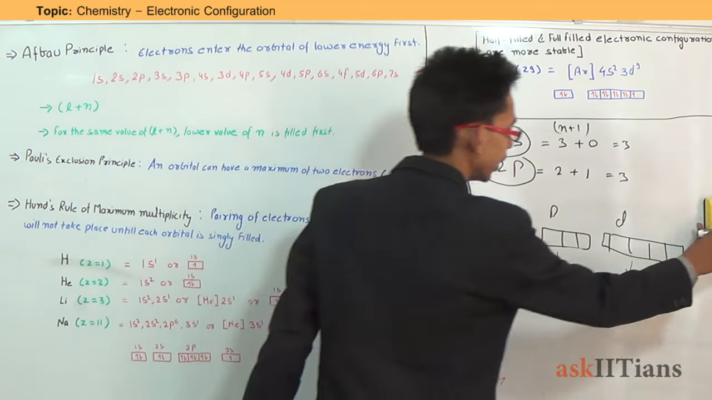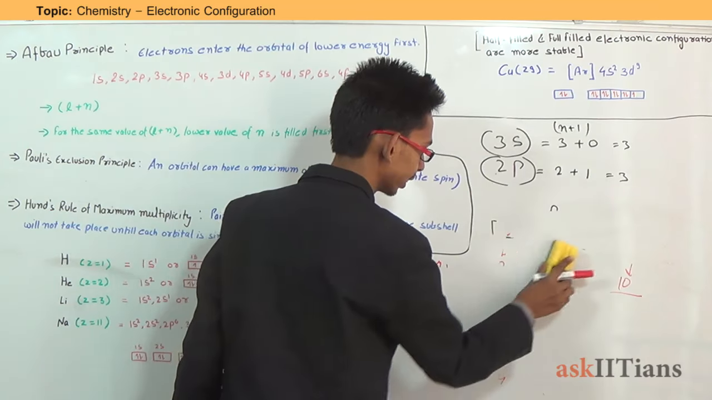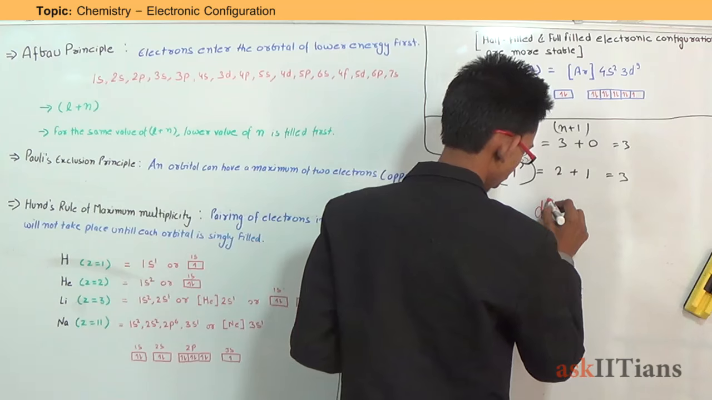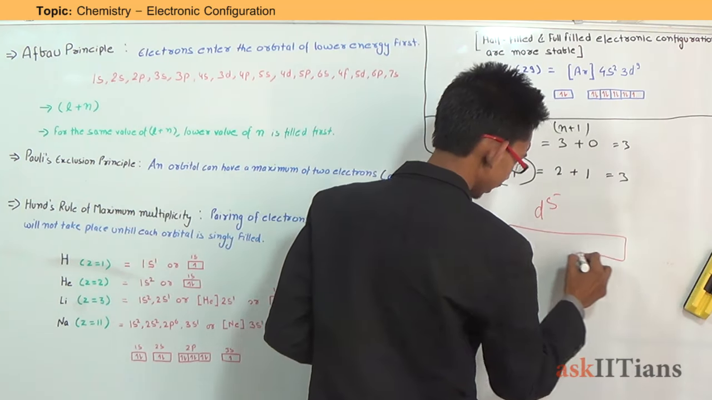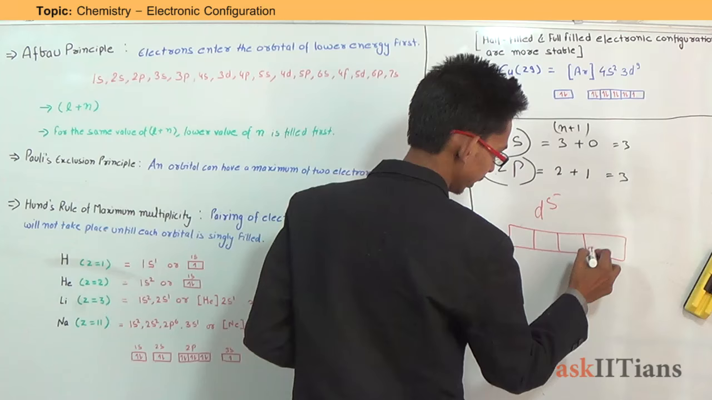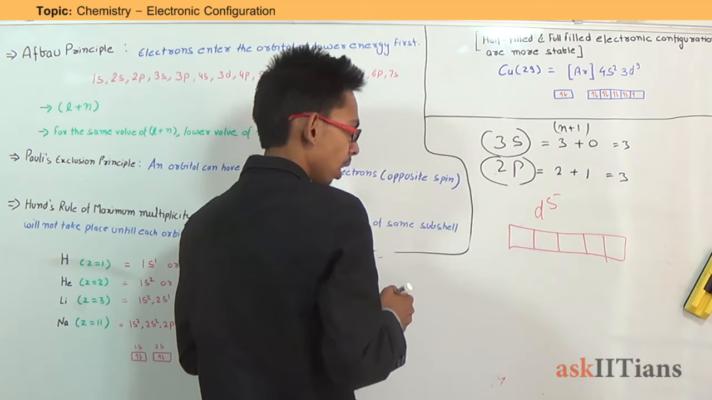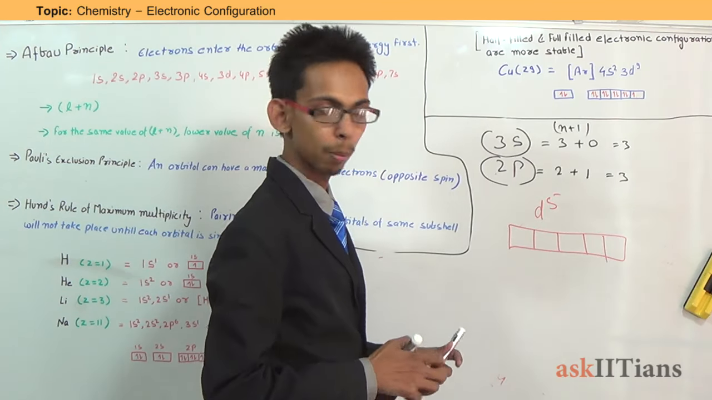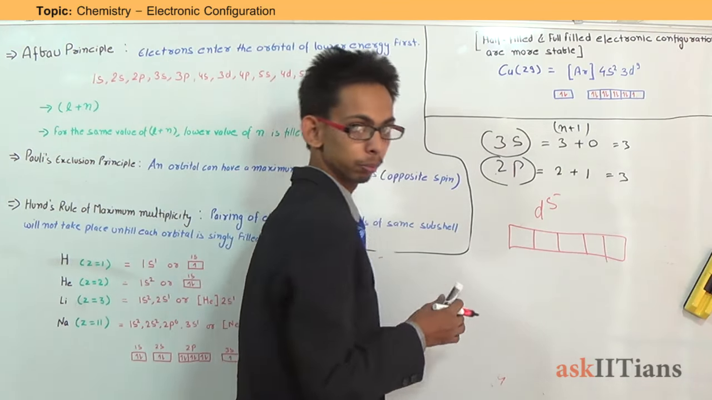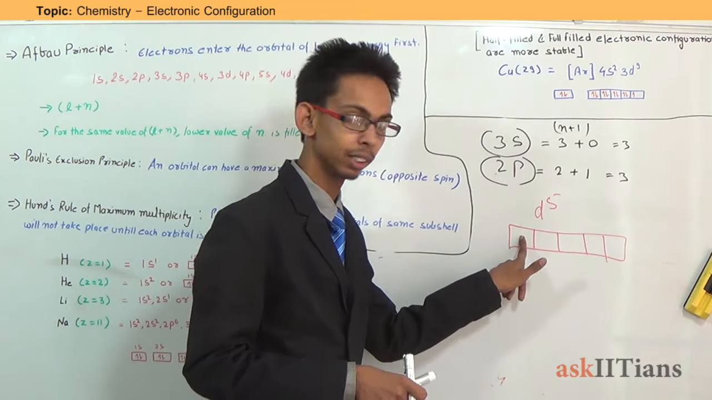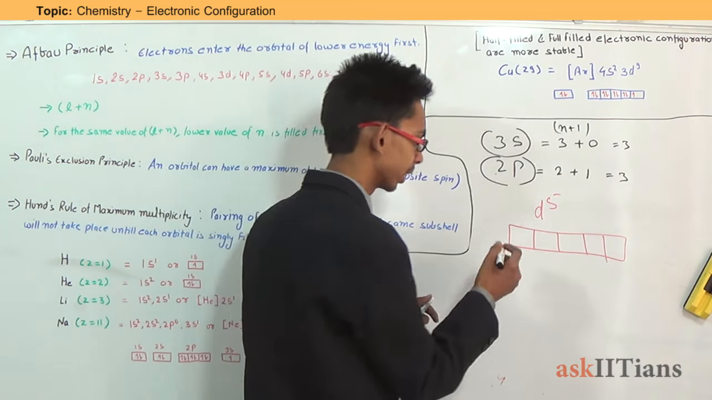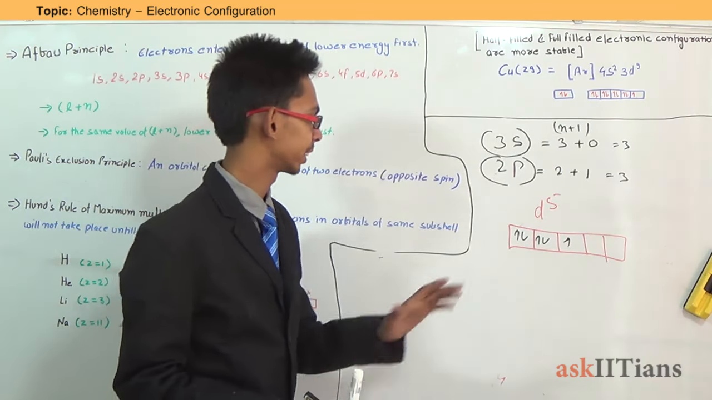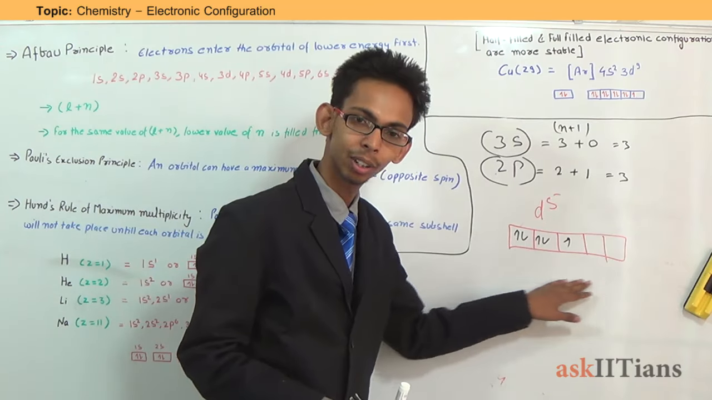What does this mean? Suppose we have an electronic configuration d5. We know that there are 5 orbitals. Now, how will we fill these 5 electrons in these 5 orbitals? We know that a particular orbital cannot have more than 2 electrons, so one can first fill this, then this. But this is the wrong way.